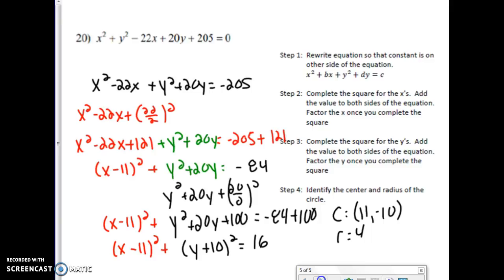So I'm going to ask you guys to try 21 and 22. We'll talk about these tomorrow in class, and I hope you guys have a good day.